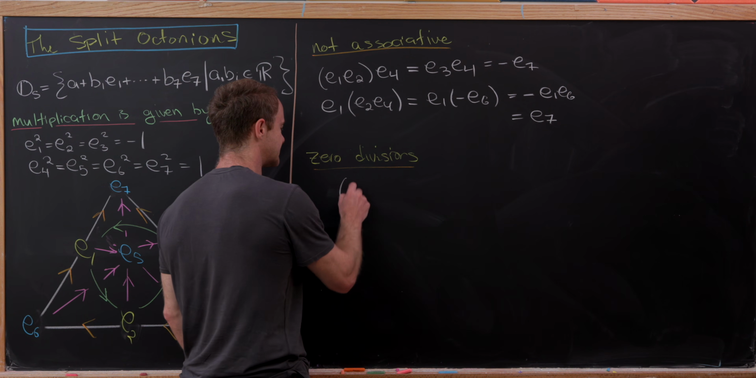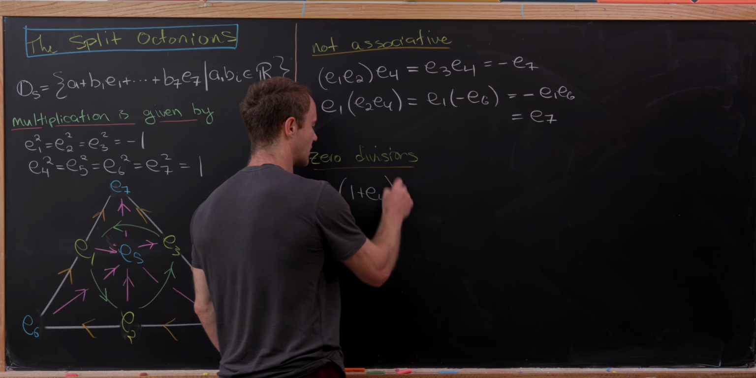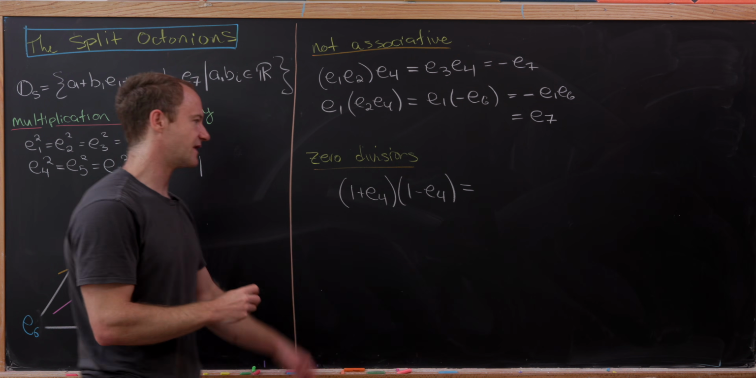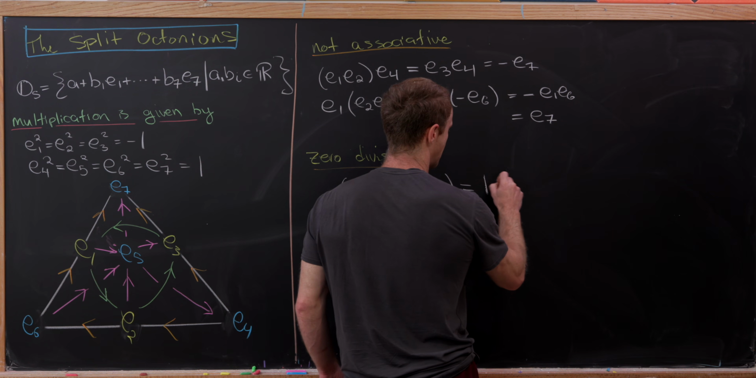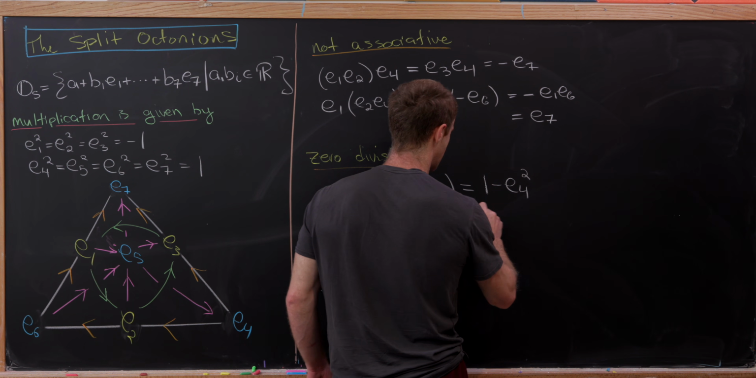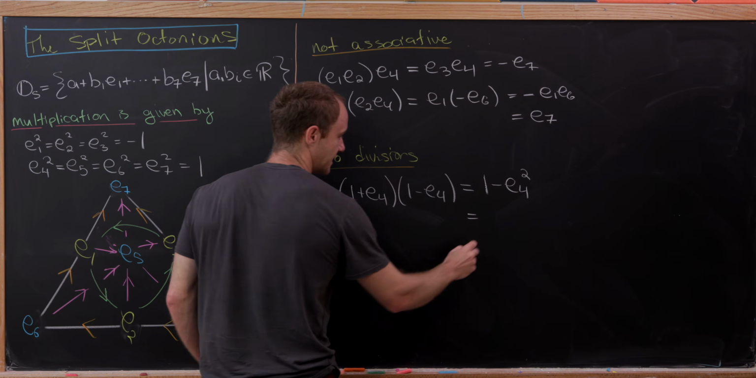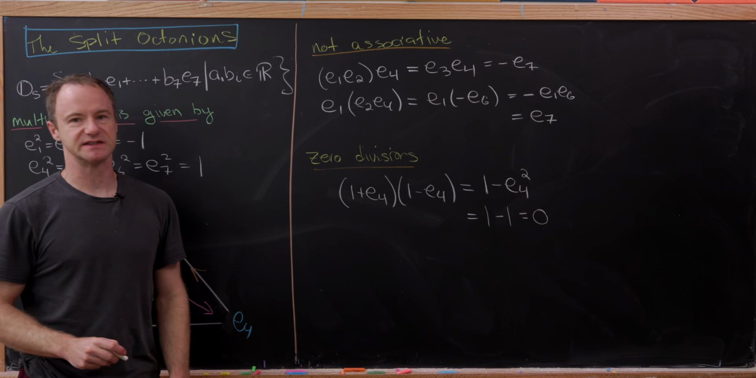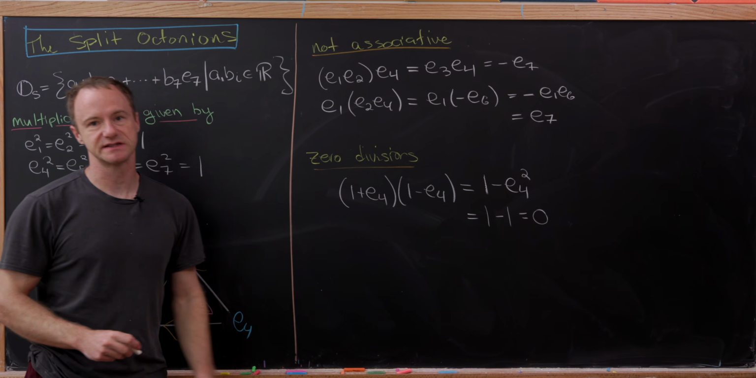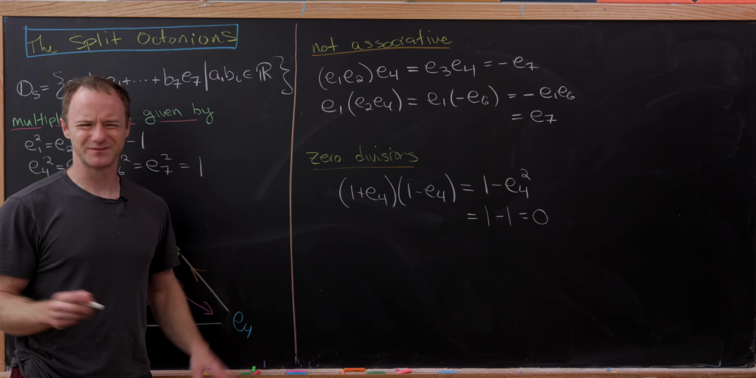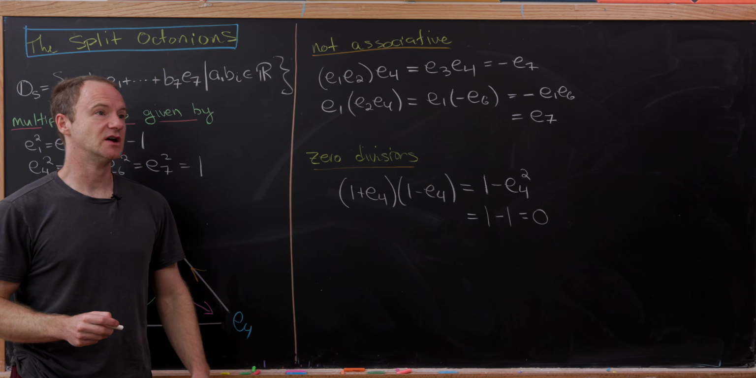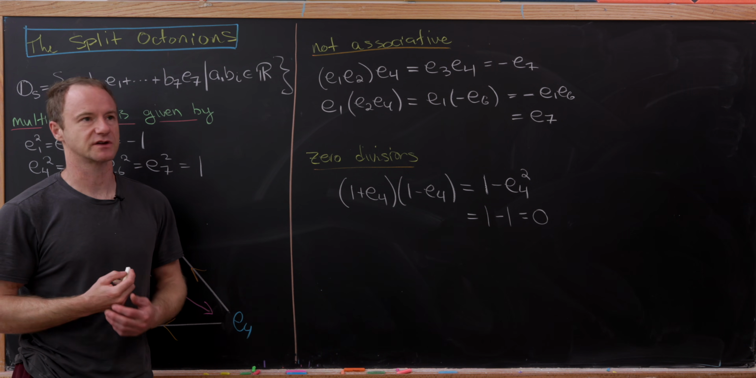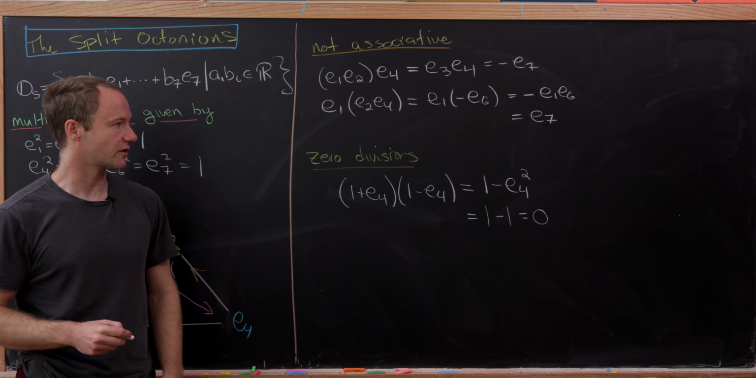So for instance, we could take 1 plus E4 times 1 minus E4. And note that if we multiply that out, we'll end up with 1 minus E4 squared, but E4 squared is simply 1, so we get 1 minus 1 is 0. So that's what it means to be a zero divisor. You take two things that are non-zero, you multiply them together and you get 0. So this is not something that happens in, for instance, the non-split octonions, like I said, or the quaternions, or the complex numbers, or the real numbers, and so on and so forth.